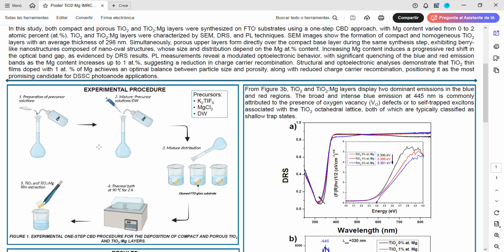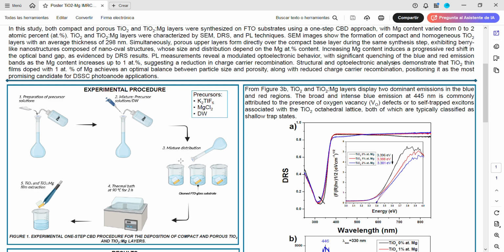Figure 1 shows the chemical bath deposition approach, which is composed of 5 easy steps. Firstly, we individually prepare titanium precursor solution from potassium hexafluorotitanate at 50 millimoles and magnesium precursor solution from magnesium chloride at 20 millimoles. Secondly, the stoichiometric amounts of precursor solutions were mixed with deionized water in a volumetric flask, accordingly to obtain titanium dioxide doped with magnesium at 0, 1, and 2 atomic percent.